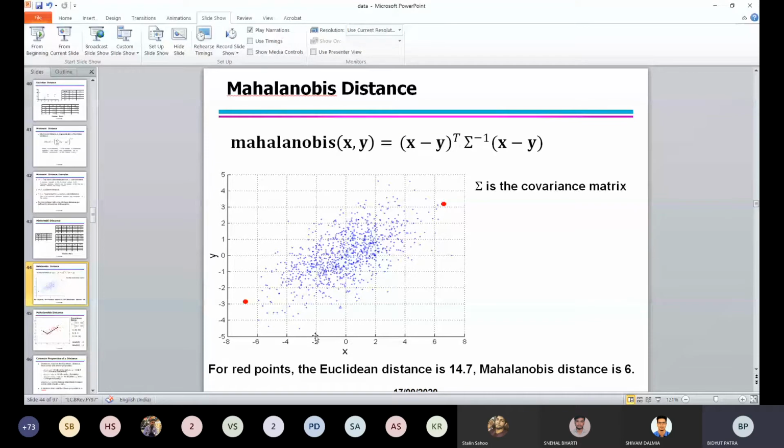It is found that for the distance between the two red points, if you take the Euclidean distance, it will be 14.7. If you take the Mahalanobis distance, it is 6. So you are welcome to ask questions.